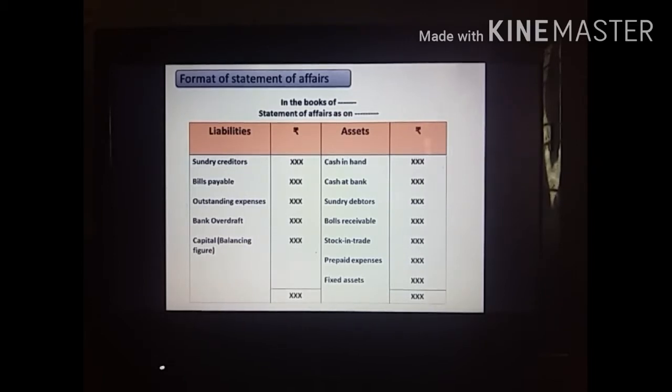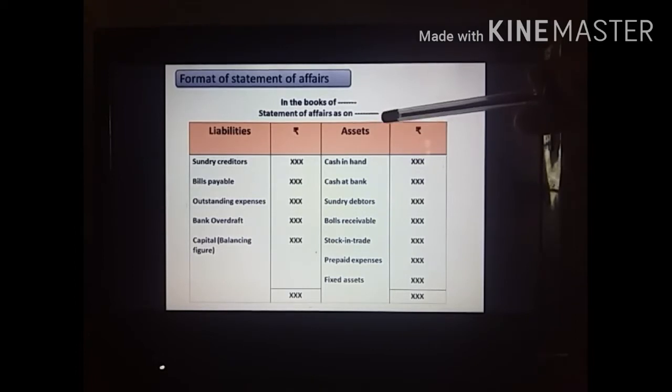I already told you the right hand side is assets and the left hand side is liabilities. In your ledger note, on the right side you write assets: cash in hand, cash at bank, sundry debtors, bills receivable, stock in trade, prepaid expenses, fixed assets. You enter these in the particular column. We have a date column, a particular column, a small LF number column, and then two amount columns. In the date column normally we don't mention any date. In the particular column you write the assets.